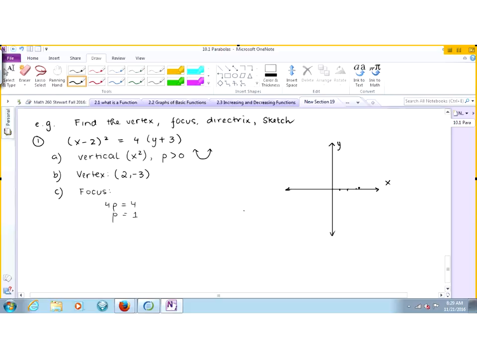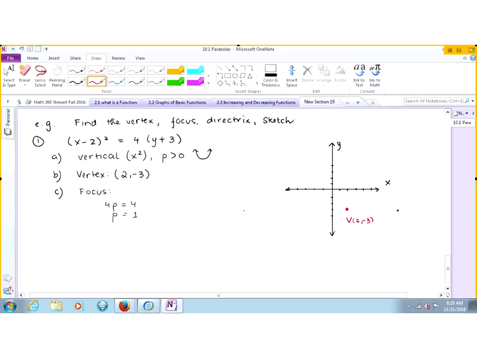All right, so x, y. Same thing as before. It's just that our vertex is not 0, 0. It's something else, but it's the same idea. 2 comma negative 3 is right here. So this is my vertex. 2 comma negative 3. Good.